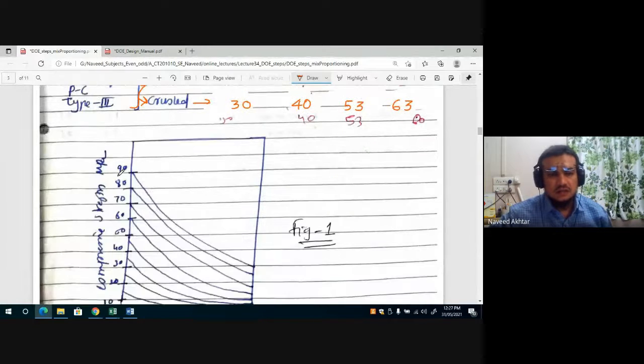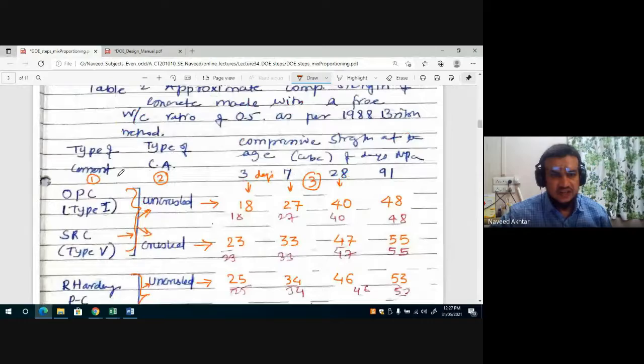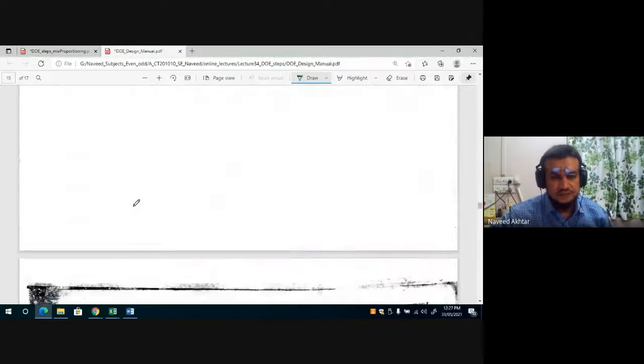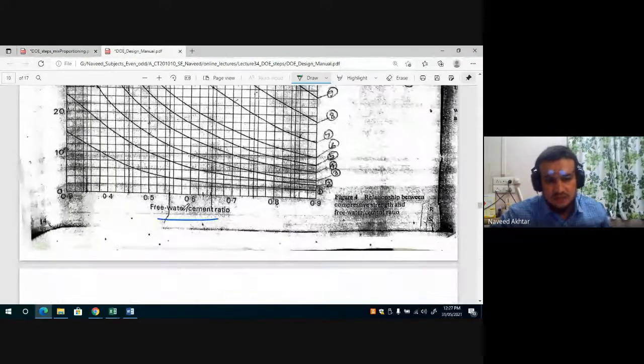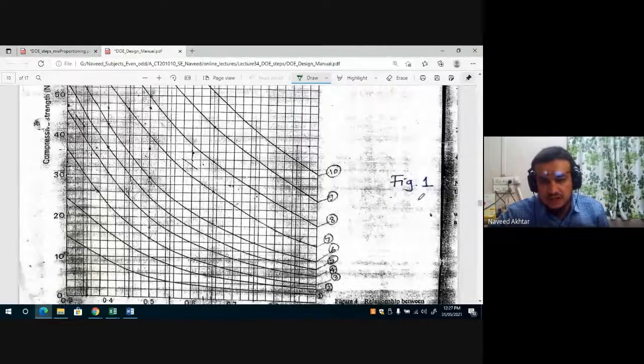Now figure number 1 is given here. You can see this one is figure number 1. I have denoted it here as figure number 1.